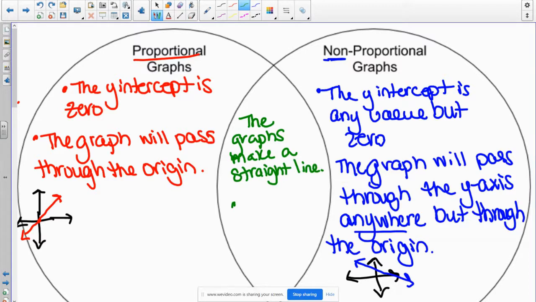So the last point here we're going to make is the graphs make a straight line, but because that line is straight, they maintain a constant rate of change. Because remember, if the rate of change is constant, then you have a straight line.